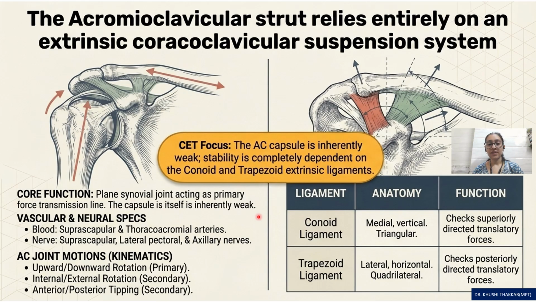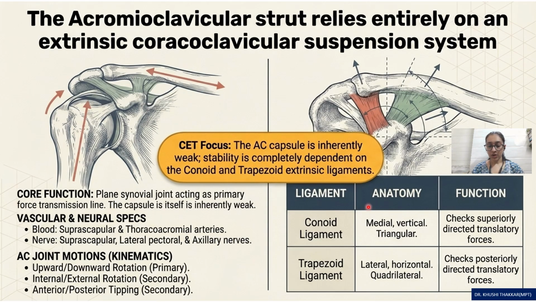The capsule itself is inherently weak and that is why it's reinforced by the ligaments. The vascular and neural supply includes the suprascapular and thoracoacromial arteries, and the nerves supplying this joint include the suprascapular nerve, lateral pectoral and axillary nerves. Joint motions provided here include upward and downward rotation, which is the primary movement. It also includes internal and external rotation, which are the secondary movements, and also the anterior and posterior tipping of the scapula. This is anterior tipping, this is posterior tipping. We shall be discussing them in the next lecture series.